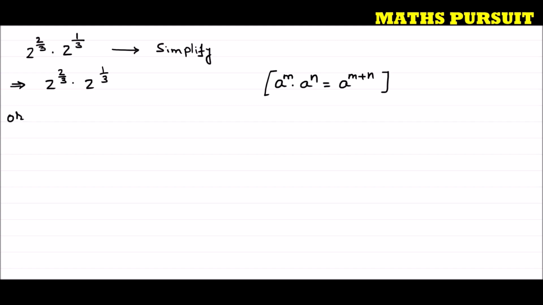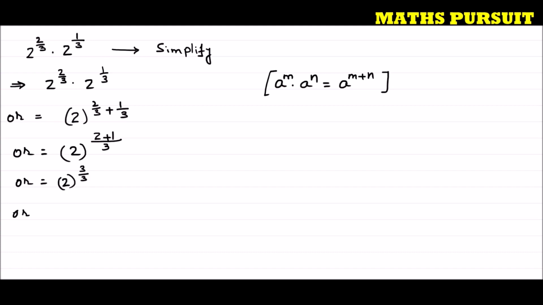So I can write the expression as this is equal to 2 to the power 2 upon 3 plus 1 upon 3, or this is equal to 2 to the power, taking 3 as the LCM, I can write 2 plus 1 upon 3, or this is equal to 2 to the power 3 upon 3, or this is equal to 2 to the power 1, or this is equal to 2.